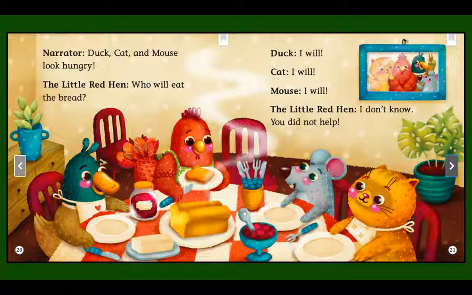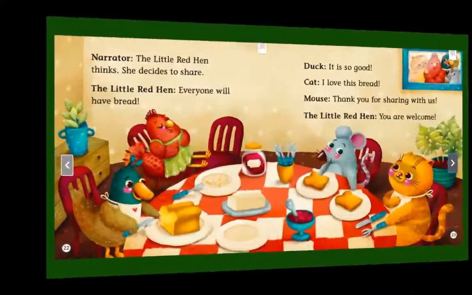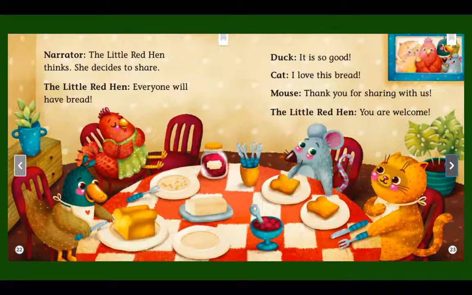Who will eat the bread? I will. I will. I will. I don't know. You did not help. The Little Red Hen thinks. She decides to share. Everyone will have bread. It's so good. I love this bread. Thank you for sharing with us. You are welcome.